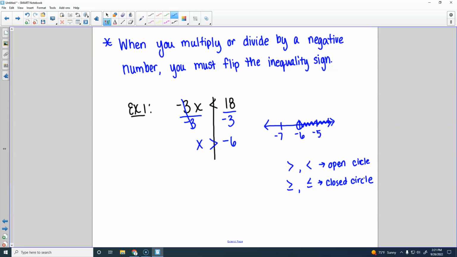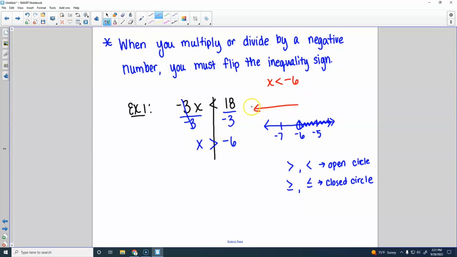The reason that we have to flip the sign is because whenever we divide or multiply by a negative, it's going to change the sign of our value. So if we had not done that, we would have gotten, I'm going to write this in red, it's incorrect, don't write it, x is less than negative 6. That'd be the answer over here, right?